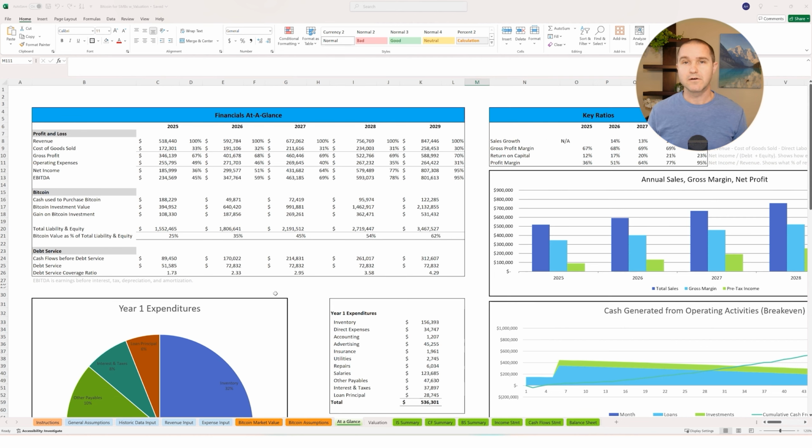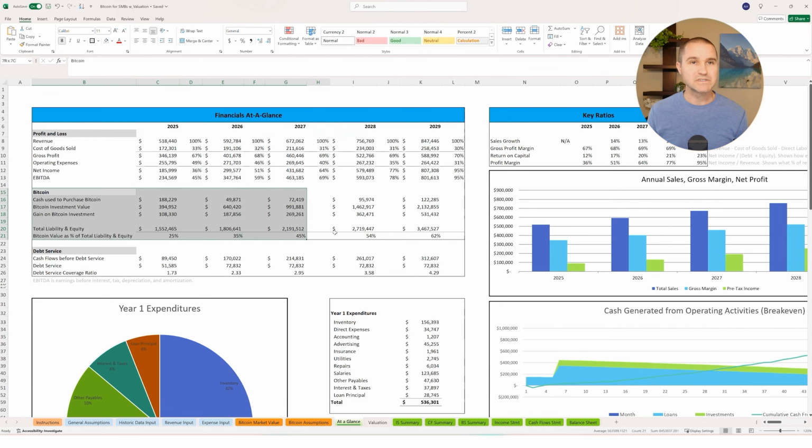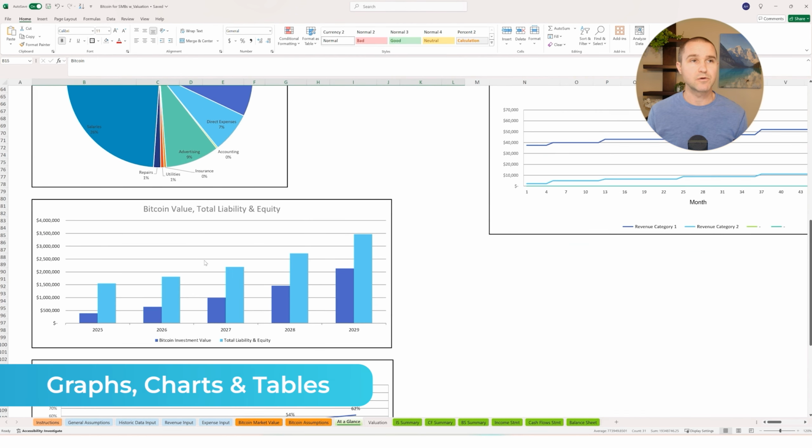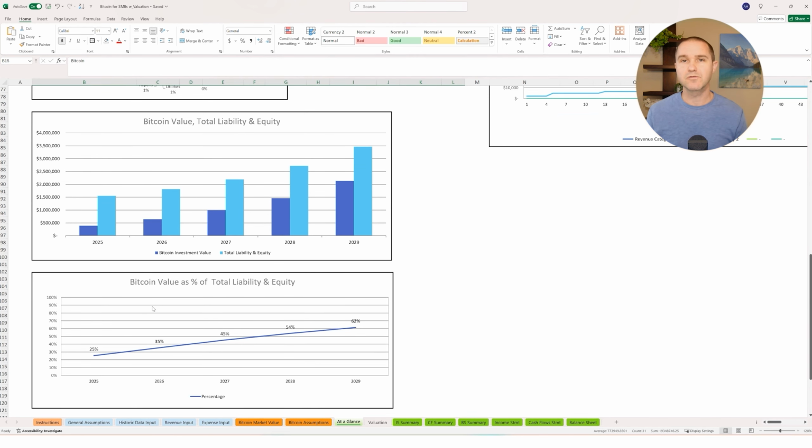So once you have filled out all of your assumptions, you are going to get a full 5-year financial model. It's going to come with this at a glance tab with a number of general small business stats: your profit and loss at a glance, EBITDA, some key ratios for the business. It also has some specific Bitcoin related details here.